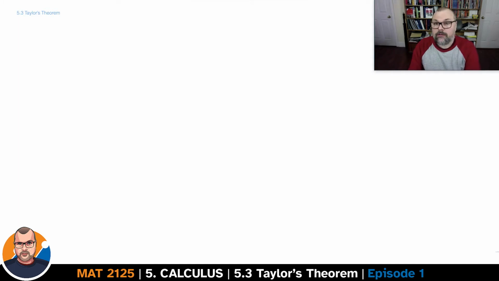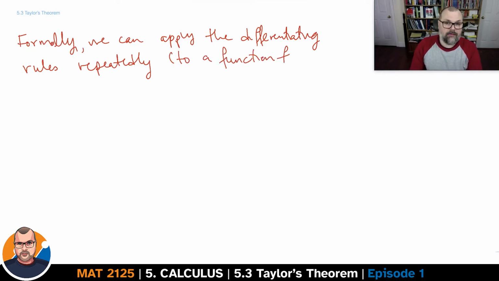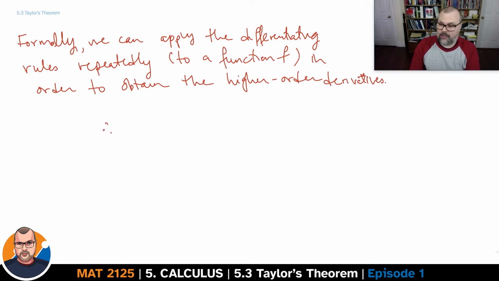We can apply the differentiating rules repeatedly. When I say apply them repeatedly, I mean apply them repeatedly to a function f in order to obtain the higher order derivatives. So we're talking about f prime prime, which is really just the derivative of the derivative. What we used to call just the derivative, now that we have the ability to differentiate twice, we're going to start calling the first derivative, in contrast with the second.